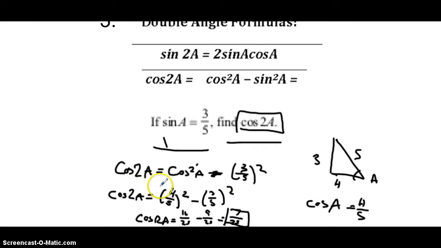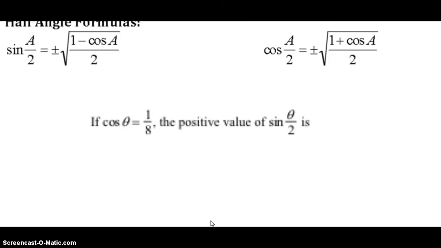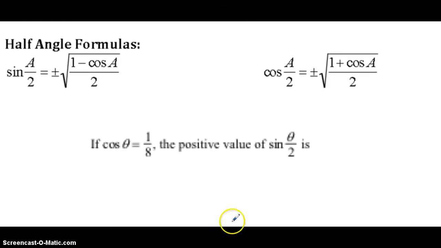Now, like I said, it really is just about plugging into a formula. If you know the sine, you plug it in. If you know the cosine, you plug it in, and you find all your missing values. That's why they're really not so bad. The same thing goes for this one, okay? If I know the cosine of theta is 1/8, and I want to find the positive value of the sine of 1/2 of the angle, I just use my half angle formula, okay?